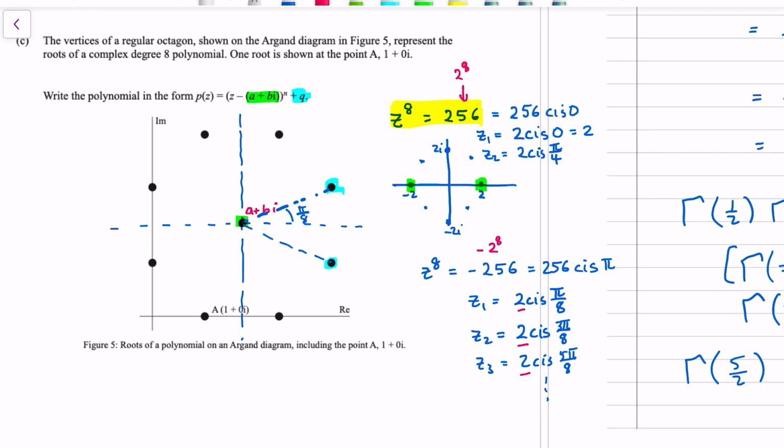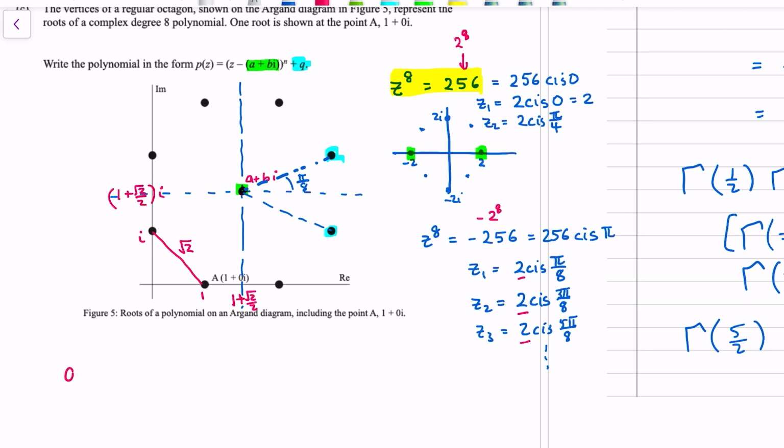Now remember, we already knew this was 1 and we knew this was i. We knew that the side length of the octagon was root 2. So this is going to be 1 plus root 2 over 2 times i. And this is going to be 1 plus root 2 over 2 in the real direction, so our center, a plus bi, is equal to 1 plus root 2 over 2 plus 1 plus root 2 over 2 times i.